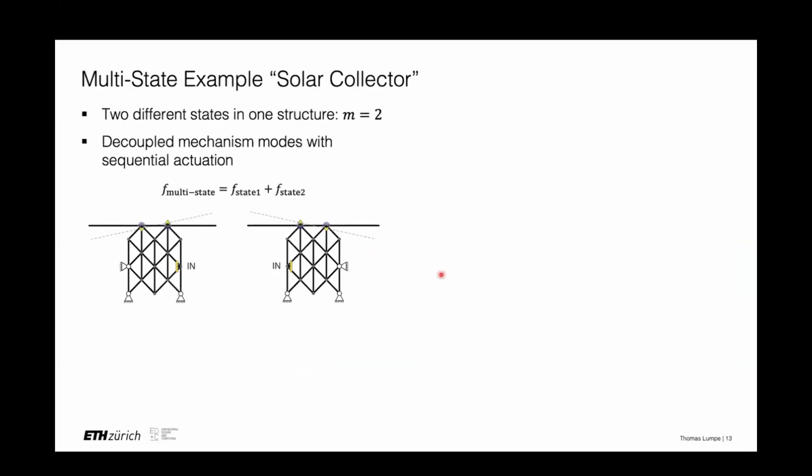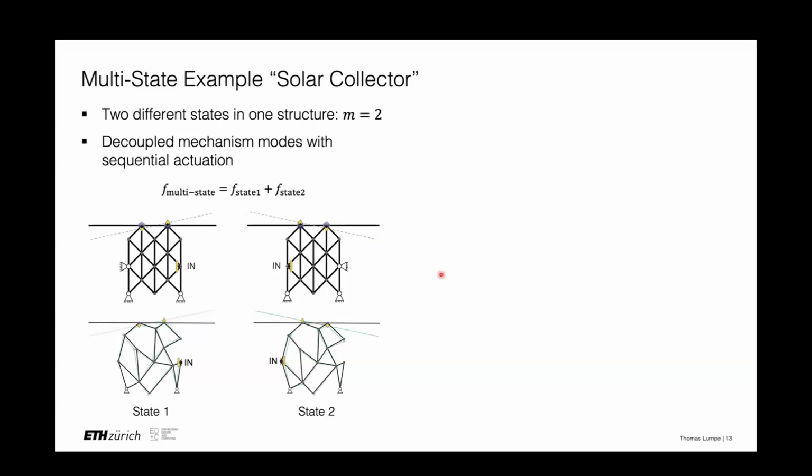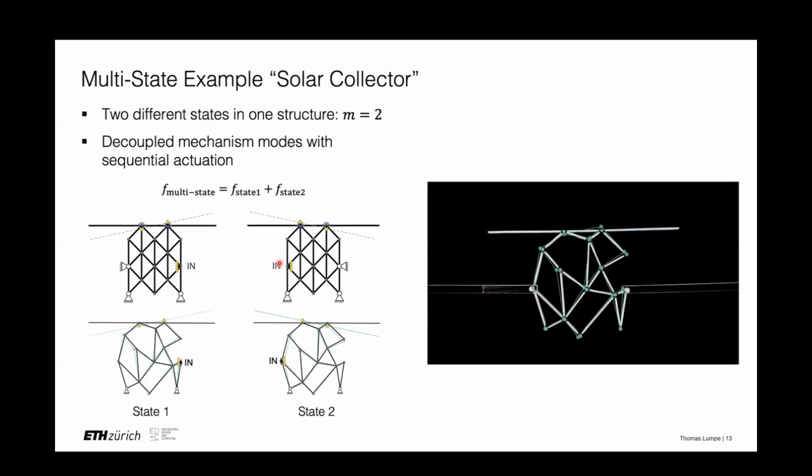And the last example is a multi-state solar collector. So this has 2 different states. So now we have M equals 2, so 2 mechanisms. And the goal here is that with 1 structure that we've optimized, we can create a structure that can slant the solar panel in 1 direction if we push on this side, and then in the other direction if we push on the opposite side. But it has to be 1 structure. So 2 degrees of freedom, but 1 structure. I'll just show the video for that one to show that it works. And you'll see the push from both sides so that it goes in both directions.